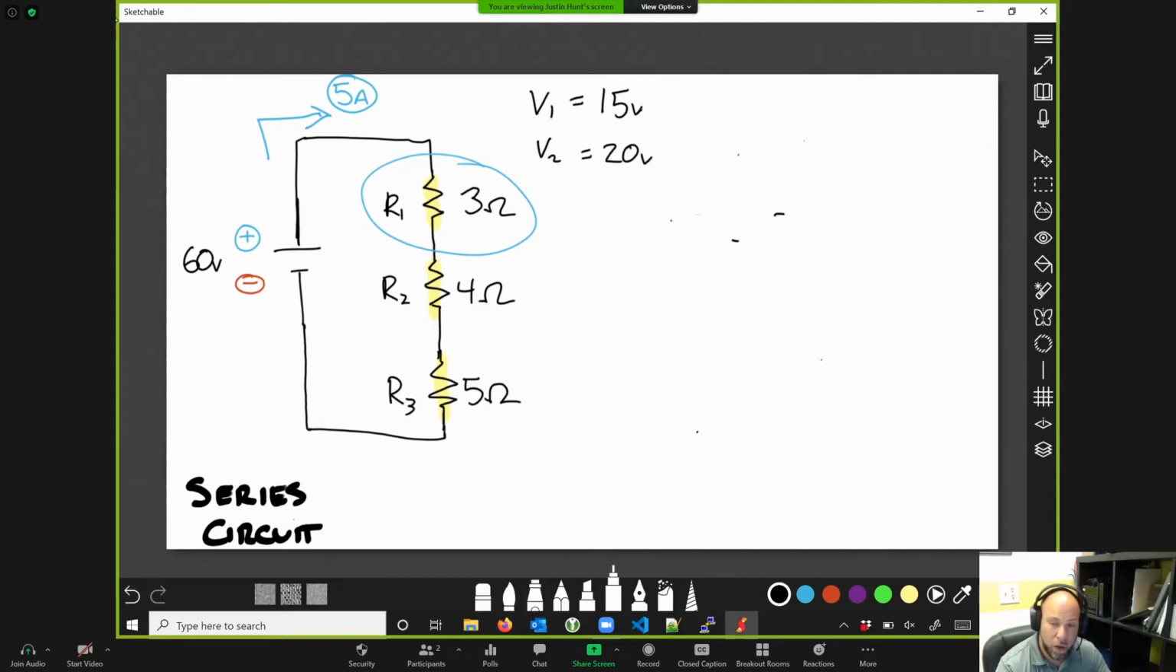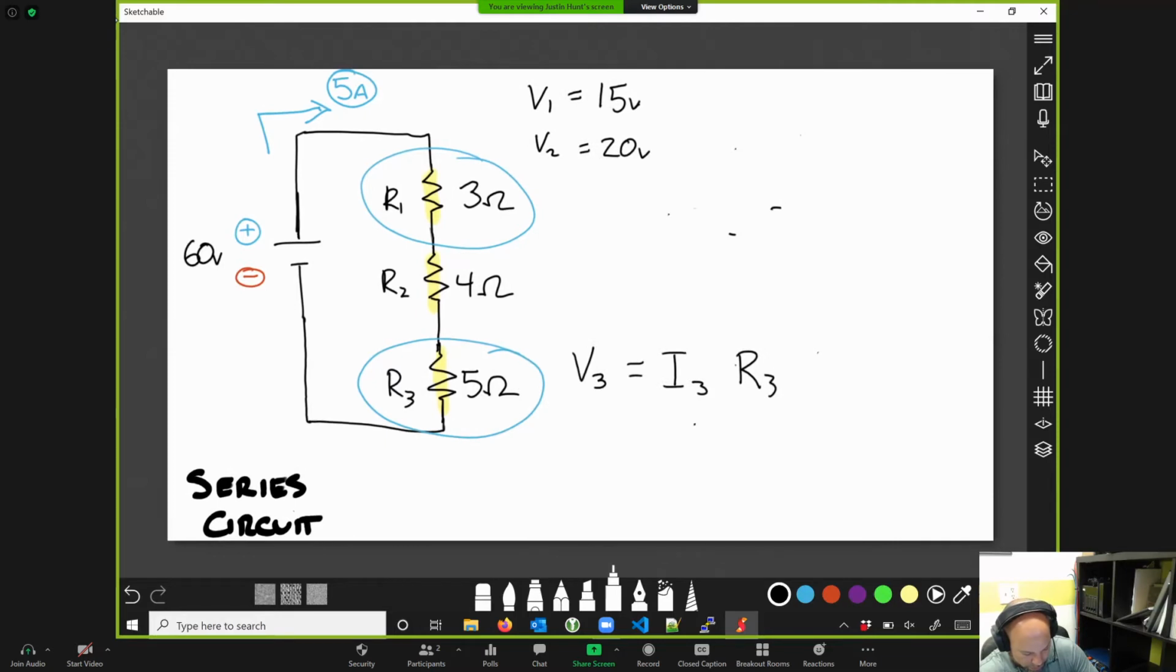Lastly, we have R3. So we're looking for the voltage across R3. So we'll call this V3. We're looking at just isolating the voltage across this guy. All right, we know our current is still 5 amps. Our resistance is 5 ohms. 5 times 5 is equal to 25. V3 is equal to 25 volts.